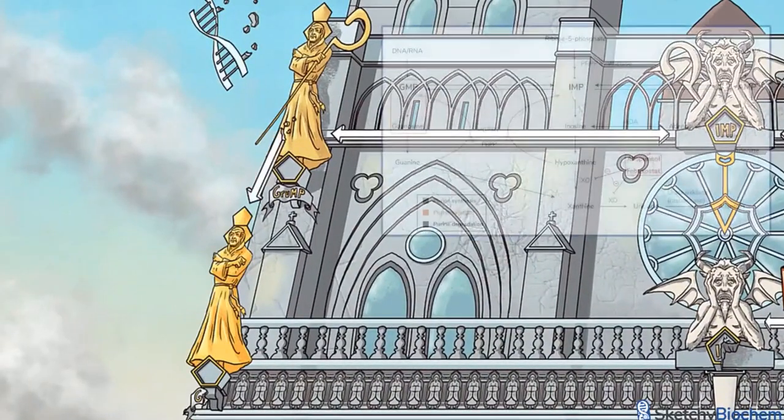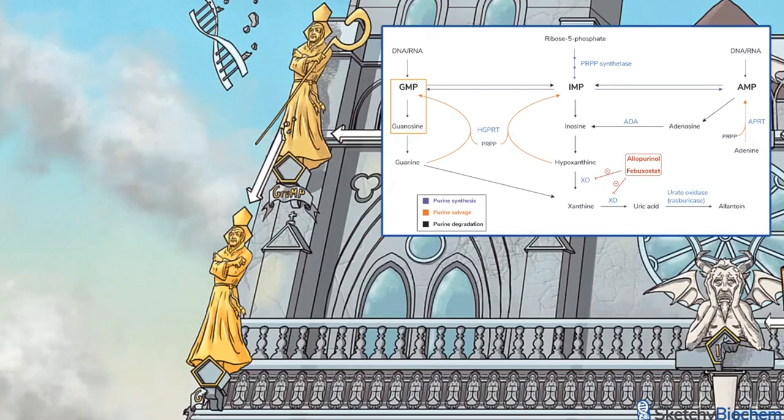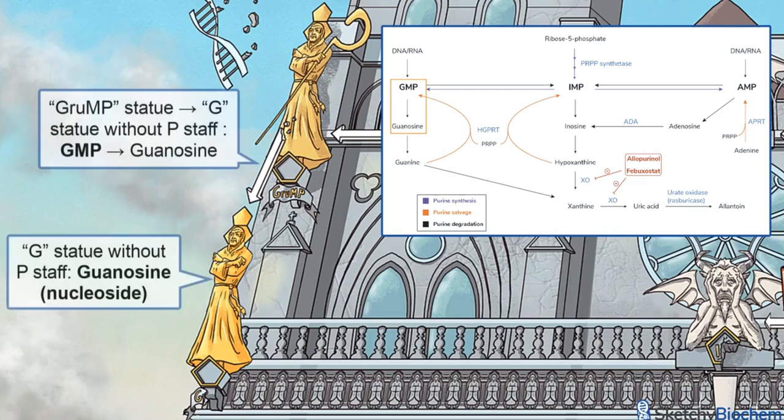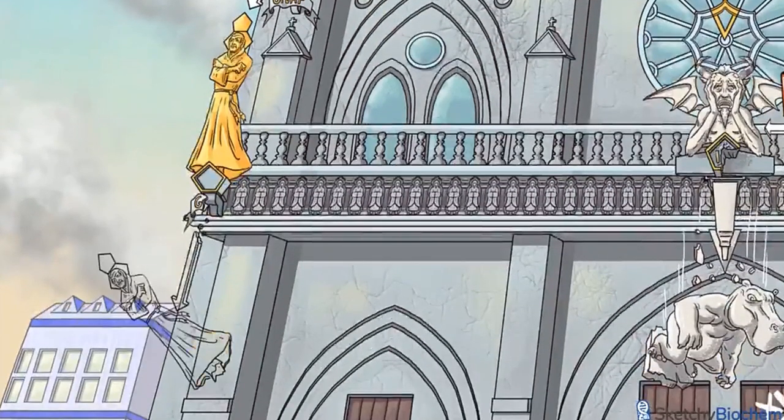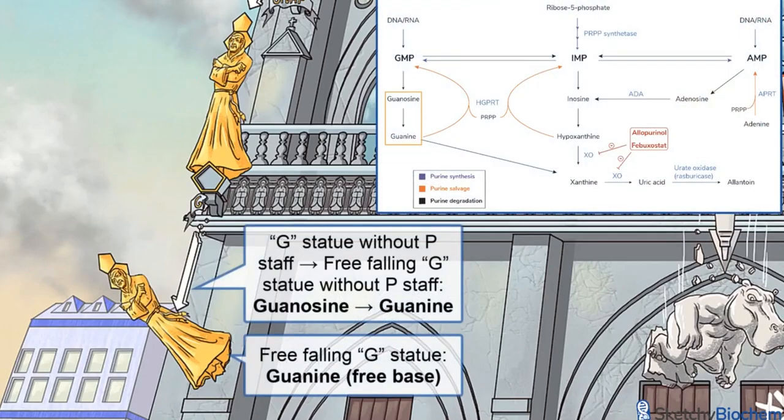Let's have another look at that original grump statue. Earlier, we said GMP turns into IMP in order to be degraded. Alternatively, GMP can lose a phosphate group to form guanosine, who will be represented by another grump statue, but this one doesn't have a P-staff. In the next step, guanosine loses a sugar group to make guanine.